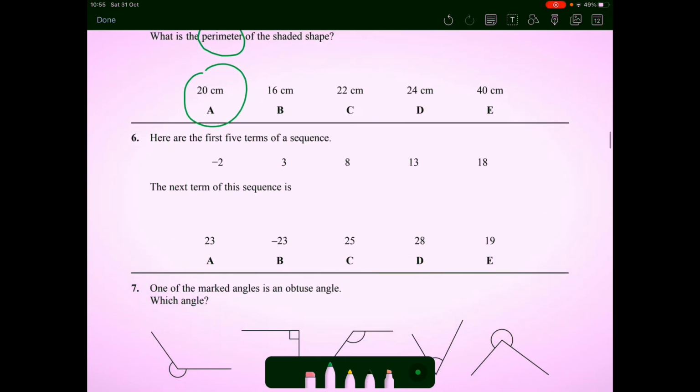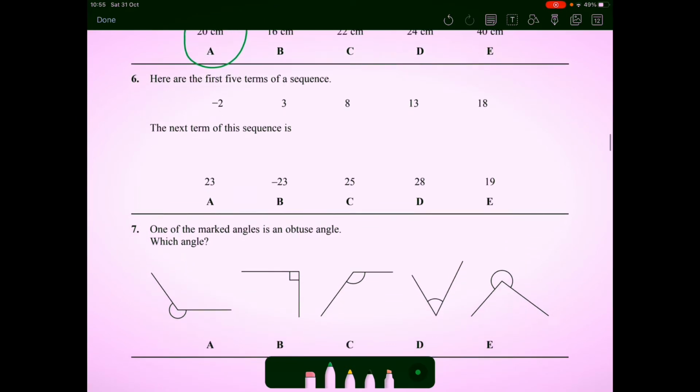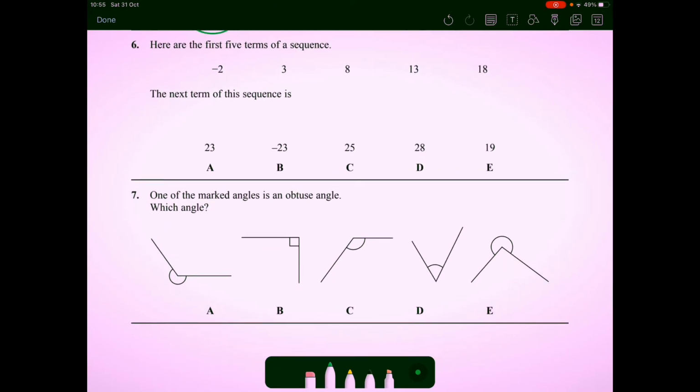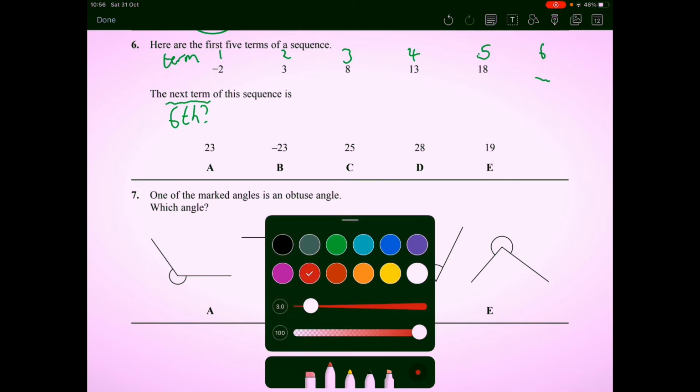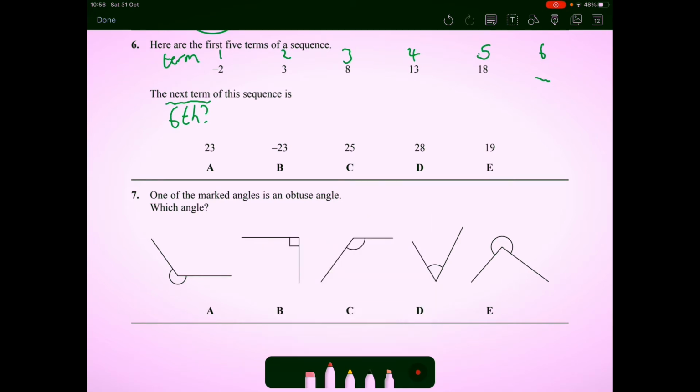Question 6. Here are the first 5 terms of the sequence. Just to help us familiarise ourselves with the vocabulary, this is term 1, term 2, term 3, term 4, and term 5. The 6th term would be whichever comes next after that. So we're being asked, what is the 6th term? So the next term of the sequence is, what we need to keep an eye on is what's going on each time. Is there a common difference?